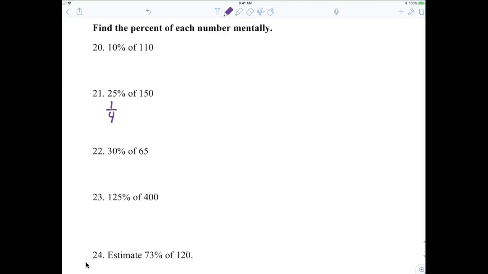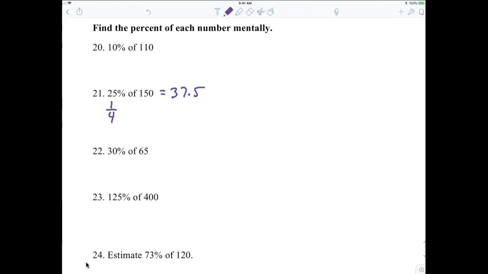I did it on my calculator. Okay, so what did you get? 37.5. That is correct, 37.5. All right, when I divide by 4, I just divide by 2 twice. So half of 150 is 75. And then half of 75 doesn't go evenly. All right, so I knew it was 37.5.